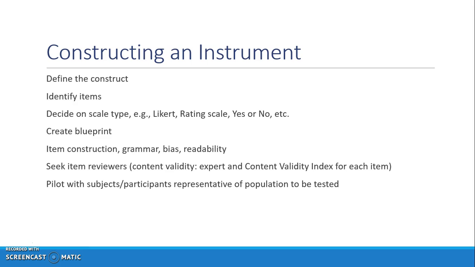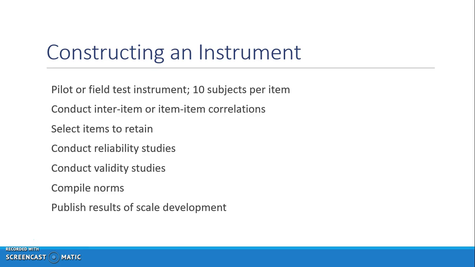Seek item reviewers, and this is really important in terms of establishing the special kind of content validity called expert validity. And there is, of course, not only item means, but a content validity index for you to basically use. Pilot it before you administer it to the participant you're interested in, and then you go forward. So getting that pilot going, you should have at least 10 subjects per item.